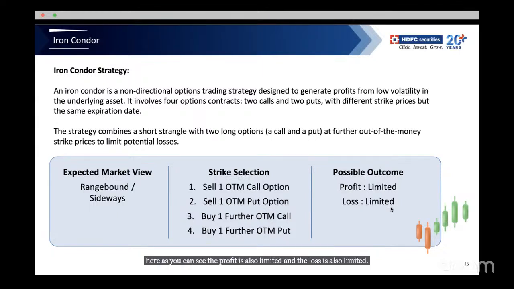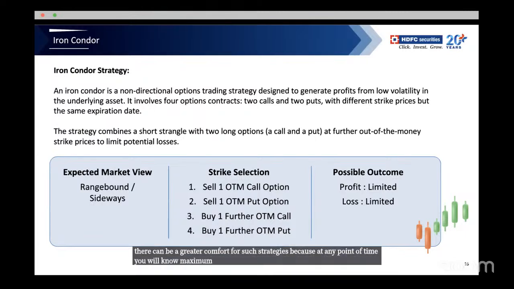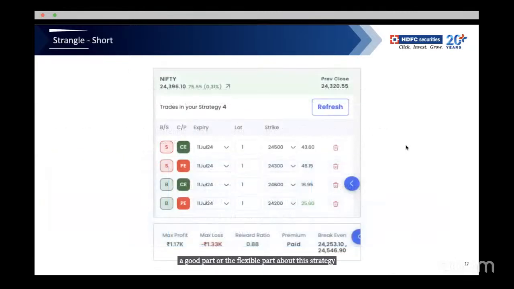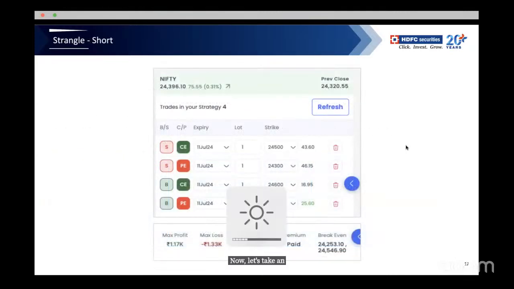Now there can be a greater comfort for such strategies, because at any point of time you will know the maximum you can lose, right? So that's a good part, the flexible part about this strategy. Now let's take an example of how this strategy is created.